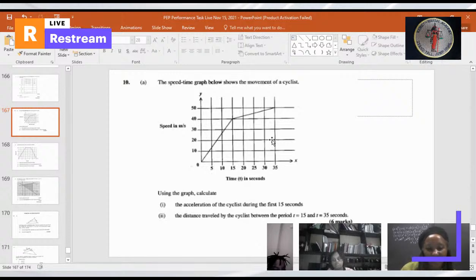So how do we find the area of the trapezium? Half the parallel sides, a plus b, times the height. So in this trapezium, the height is what? The height would be the distance between the two parallel sides. These are the two parallel sides. So from 15 to 35, that's 20.